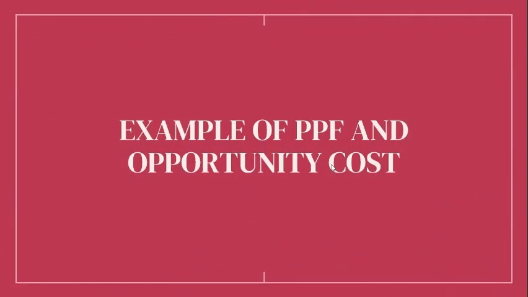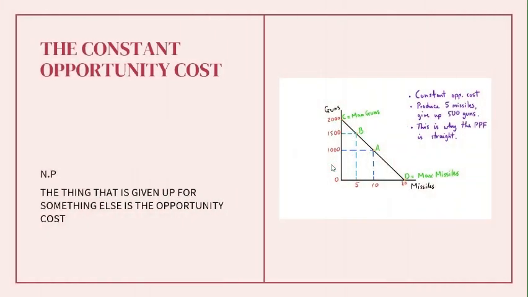So this is an example of the production possibility frontier. And from this, I believe you will understand the opportunity cost and the production possibility frontier better. Sorry for the cough, guys. I'm a bit sick right now. So the constant opportunity cost, right? This is just repetition, sorry for that. The thing that is given up for something else is the opportunity cost. We did discuss that in the explanation from above.